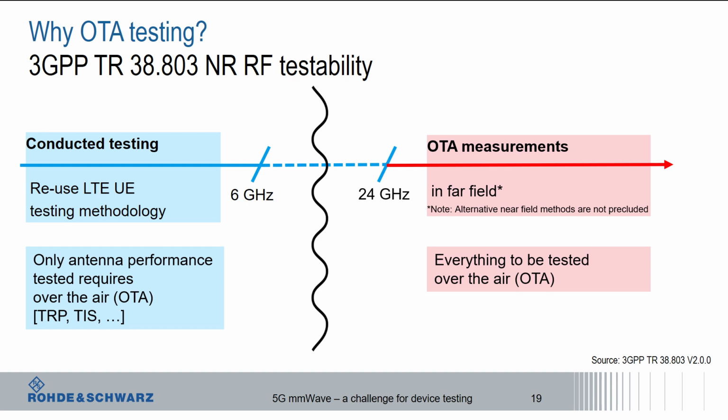So if you want to do an EVM measurement, if you want to do a power measurement, if you want to do a spectrum measurement, regardless, you have to do it over the air. This is specified in 3GPP. 24 gigahertz is the borderline. The lowest specified frequency for frequency range 2 as of release 15 is 24.25 gigahertz. So we are above this borderline. That basically means FR2 is OTA.